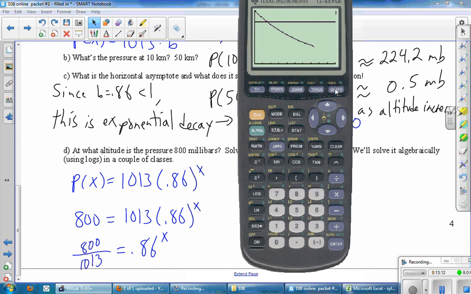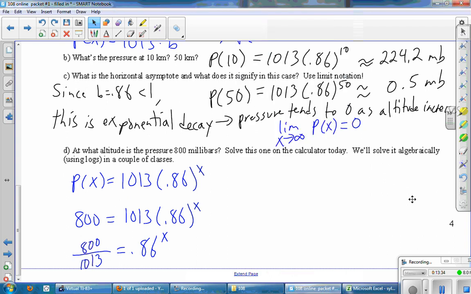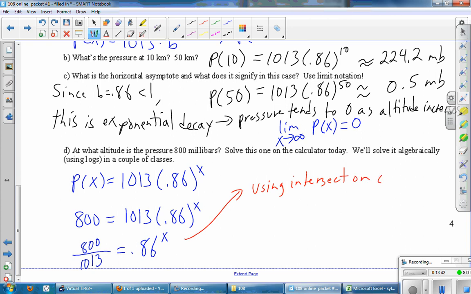And I'd much prefer intersecting here, much more comfortable because I can see exactly what's going on. This is 10, so it sure looks like the answer is something between 1 and 2. So now we'll do second calc, and then number 5, enter, enter, enter. And we'll get the same 1.565 as we got before, but this is more satisfying, at least in my opinion. So from the calculator, we see that x is roughly 1.565. So that's how many kilometers you should be up at if you want the pressure to be 800 millibars.